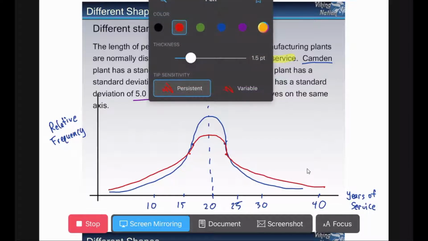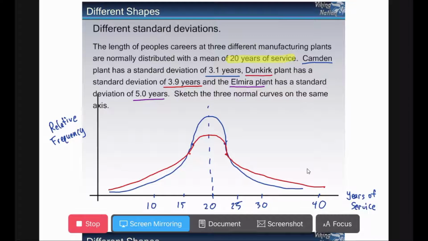All right, and then our Elmira plant has a standard deviation of 5 years. So we're going to go out even further, and once again, it's going to be a wider spread. It's going to be a bit shorter. And our 5-year points are going to be like here. So we're going to have something like that.